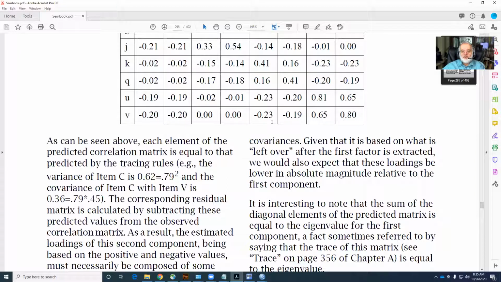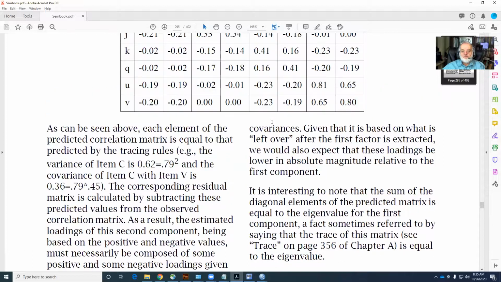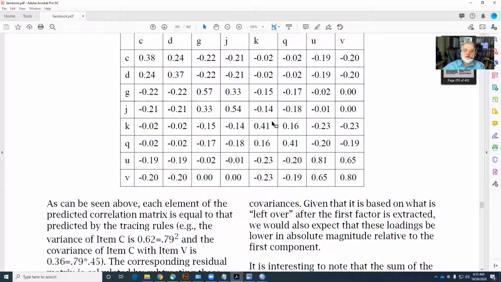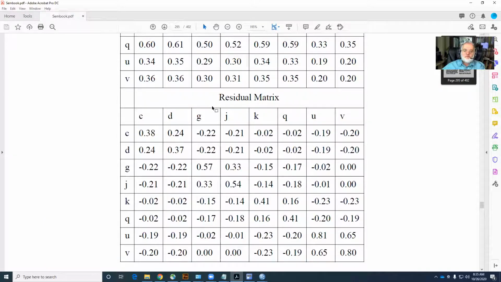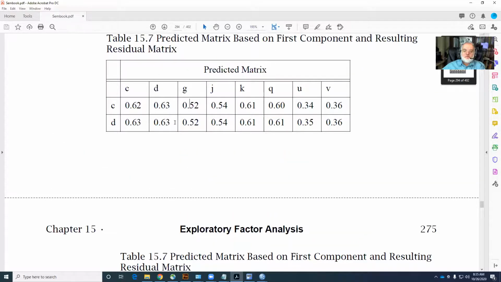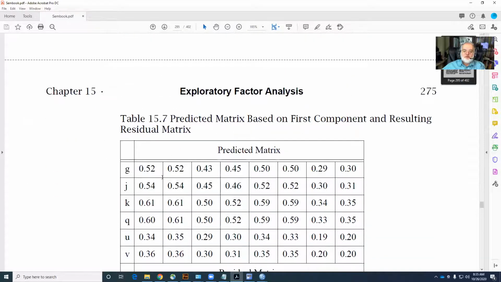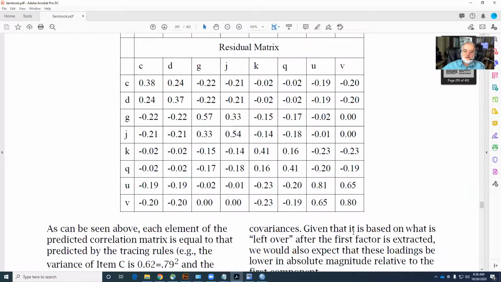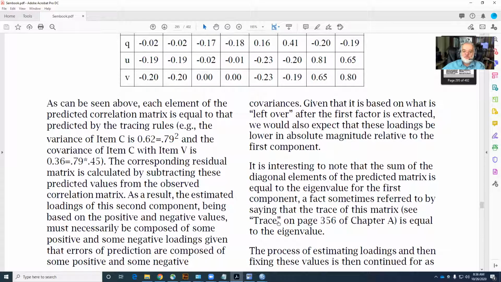One of the nice things about making a PDF is we continue this same issue. Oh, the other thing I wanted to talk about is something called the trace. If I add up all of the diagonal numbers in a principal factor solution, that gives me the eigenvalue. And that's just another way of getting it mathematically. The trace is a fancy word for summing all the diagonal elements.